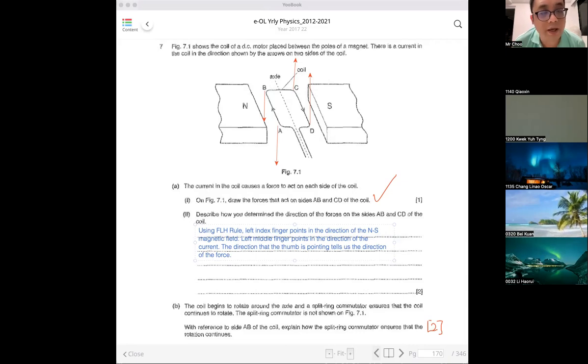So as you rotate around the axle, a split ring commutator ensures that... For part B also, I don't think I need to explain because I already explained that before. Let's do the last question quickly. Then I'll give you a very quick summary. Okay, can I move on with this?